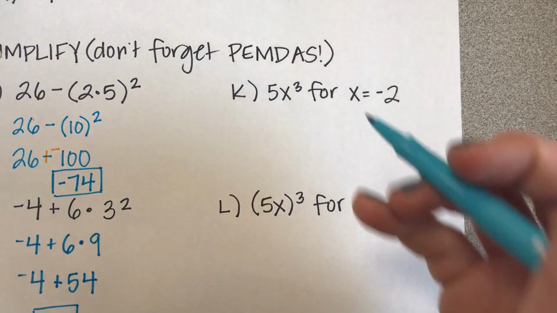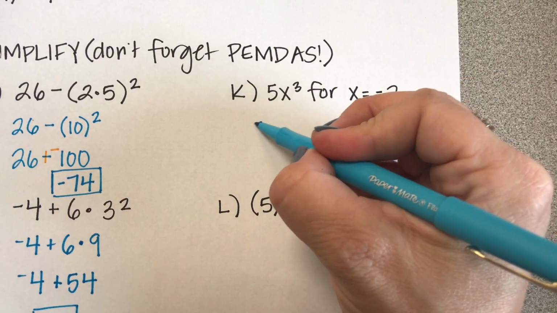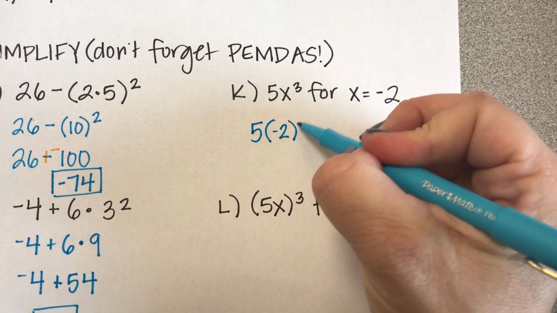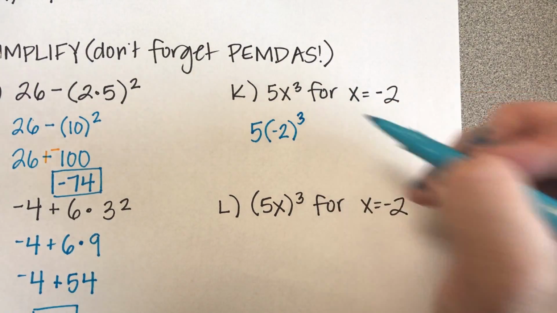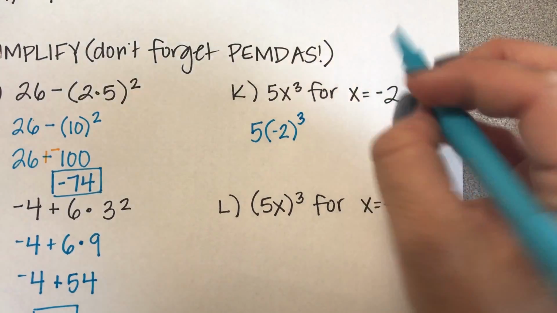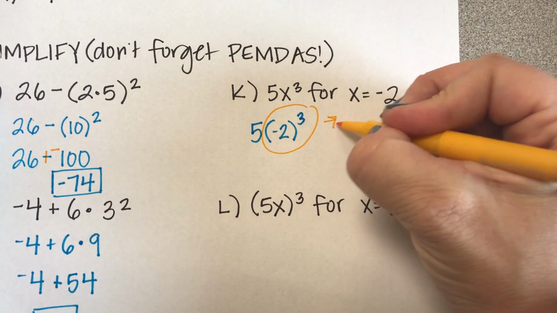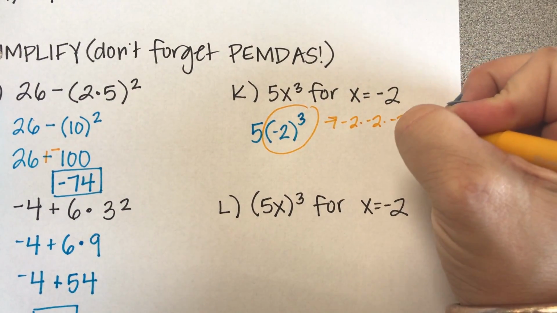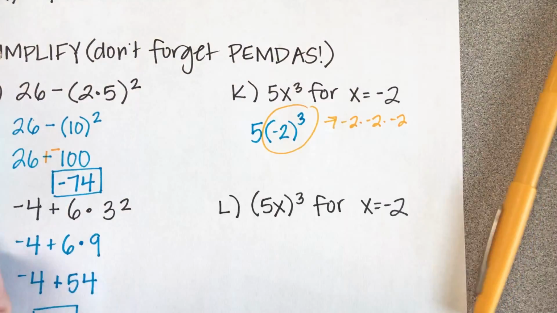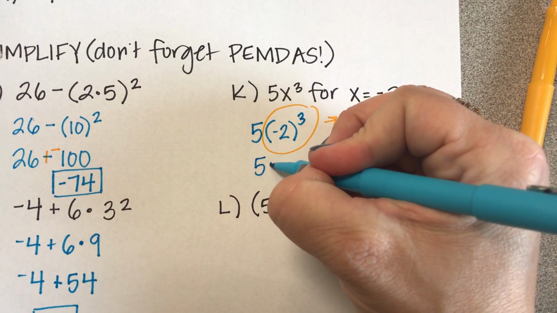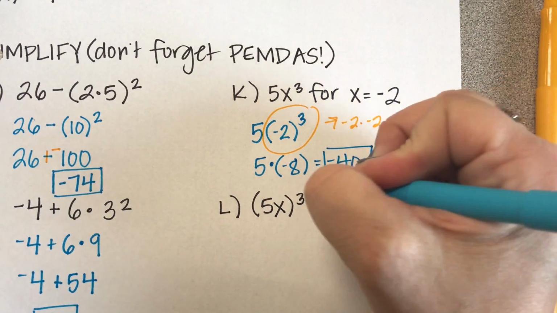Now let's look at K. This one is 5 times x to the third, and x is negative 2. So I have to make sure that I'm taking the whole negative 2 to the third power. Negative 2 to the third power is what I'm going to do first. Let's think about what negative 2 to the third power means. It means negative 2 times negative 2 times negative 2. 2 times 2 is 4. 4 times 2 is 8, and it's negative. So I'm going to have 5 times negative 8, which is negative 40.